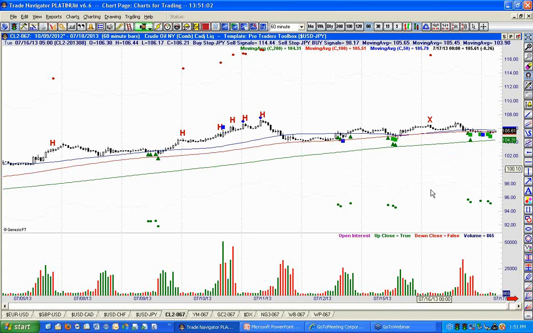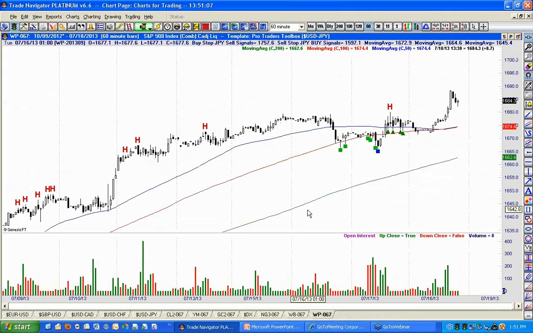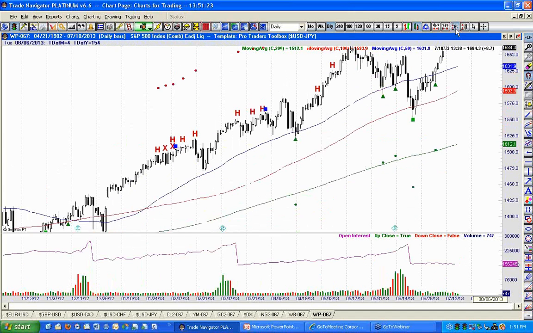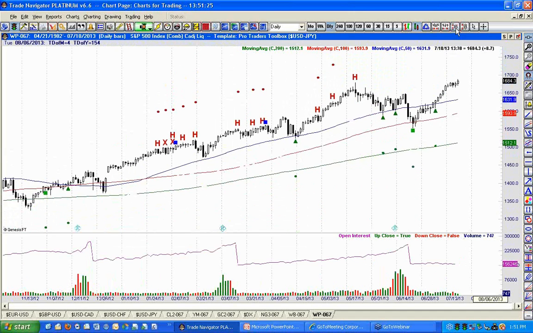The toolbox will work just as well on, like here, the S&P, which we could also say is the E-mini. We could put the E-mini chart up here. It's basically identical, and you could use the toolbox on the E-mini as well. So if you're an E-mini trader and you like to trade the E-mini, there's lots of opportunity that's developing using the toolbox.